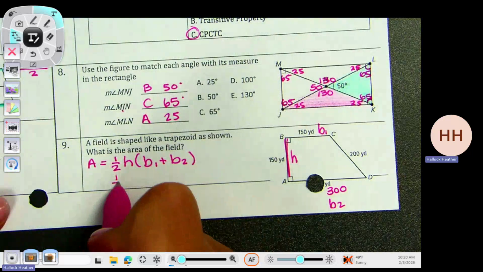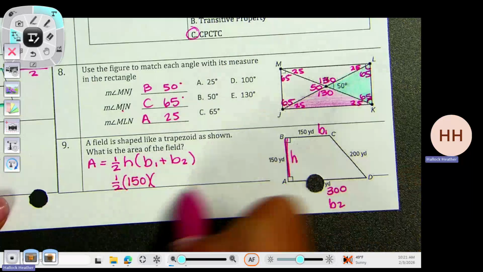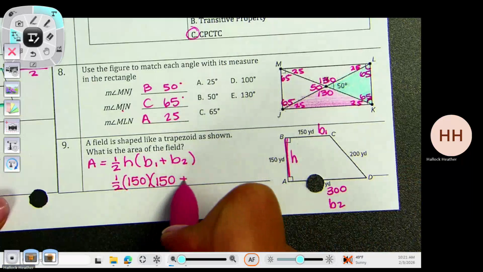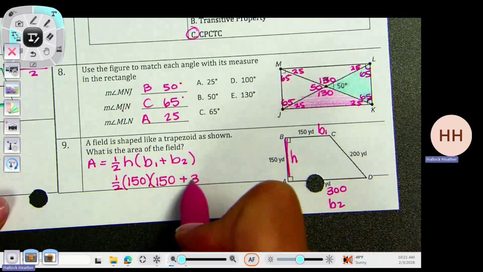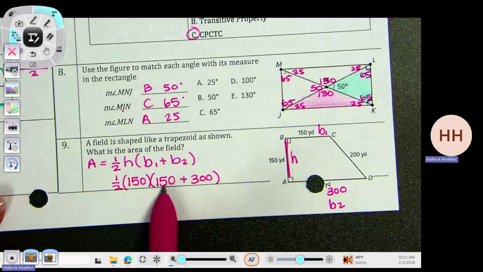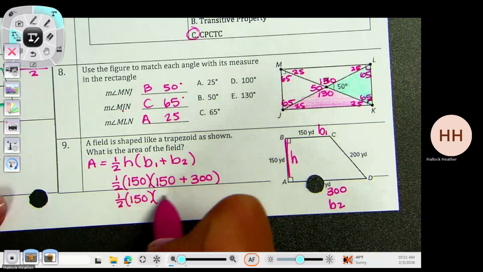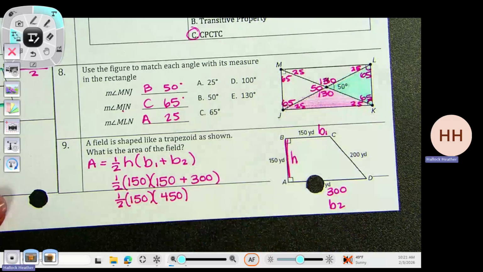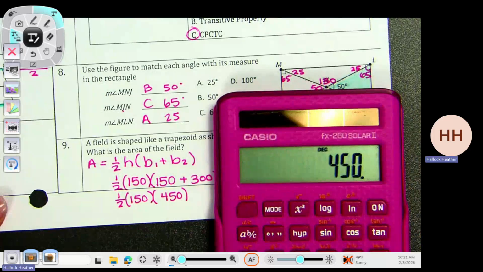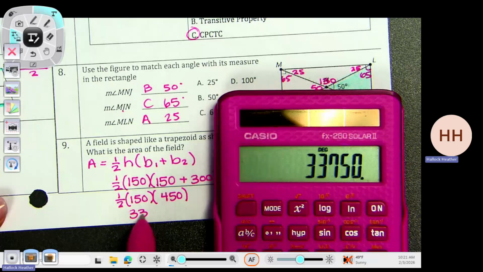So 1/2. My height is 150. Base 1 is 150. Base 2 is 300. Once again, it's just hole punched out, so you should have that number. 150 plus 300 is 450. And then I multiply straight across. So 450 times 150 times 1/2 is 33,750 yards.